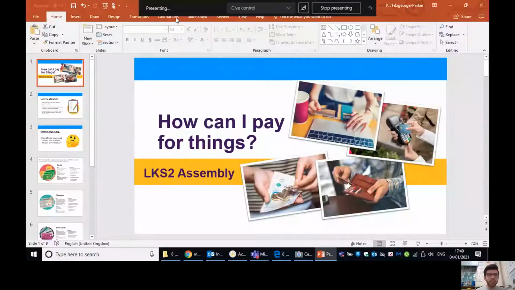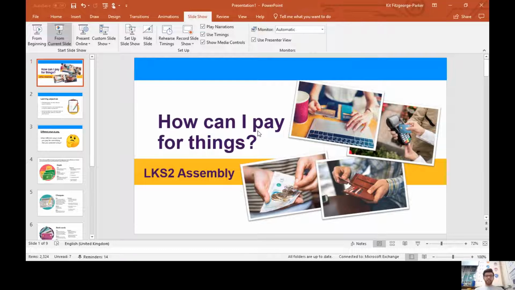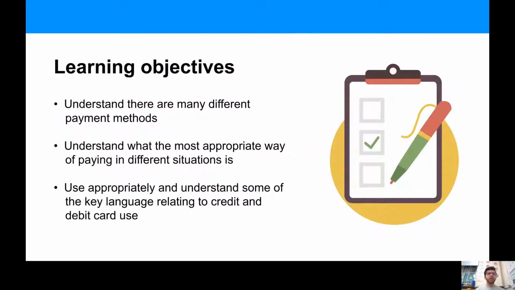So here we go. So hopefully you can all see that now. So how can I pay for things is the question that we're going to be looking at today. So our learning objectives, we're going to understand that there are many different ways that we can pay for things, many different payment methods. We're going to understand what the most appropriate way of paying in different situations is. So there's maybe one instance where you pay in one way, and another instance that you pay in a different way, and why we pay in different ways at different times. And also looking at use appropriately and understand some of the key language relating to credit and debit card use.